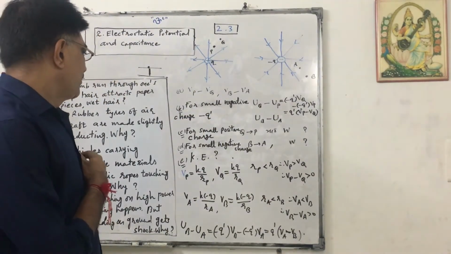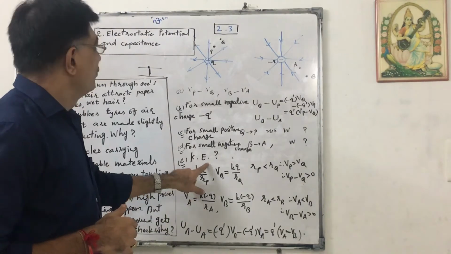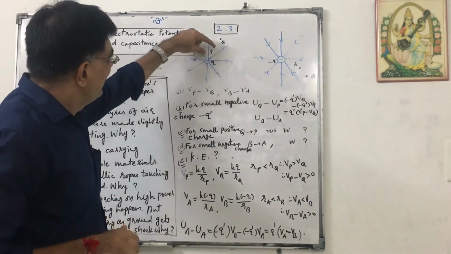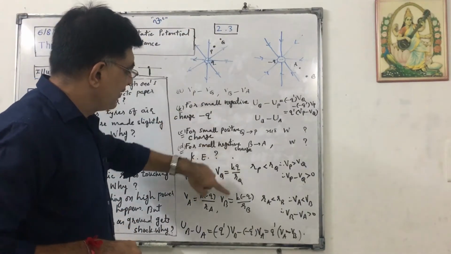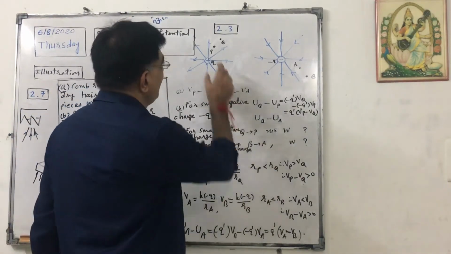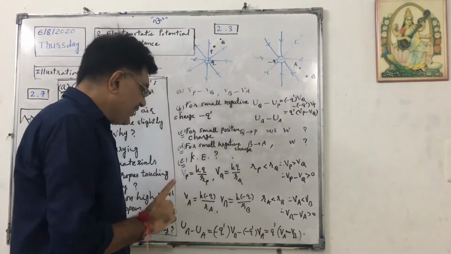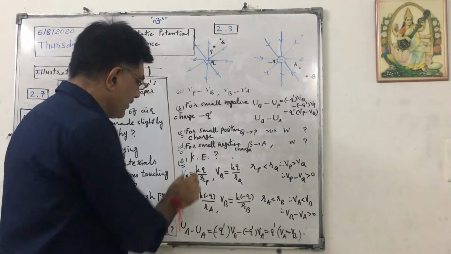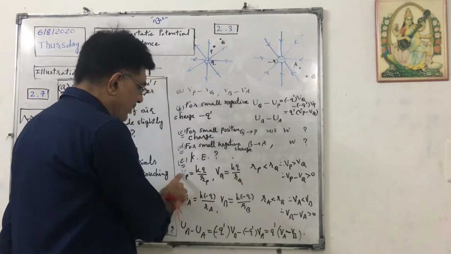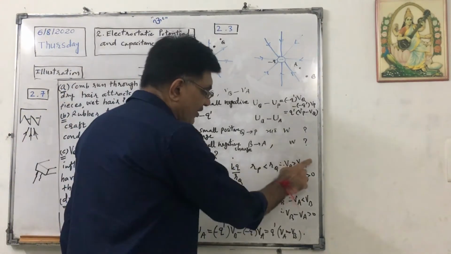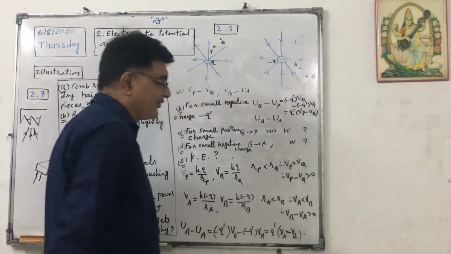Okay? Now see, Vp equals Kq upon Rp and Vq equals Kq upon Rq. But see, Rp is less than Rq. If Rp is less than Rq, this term is positive, so Vp will be greater than Vq, so Vp minus Vq will be positive.